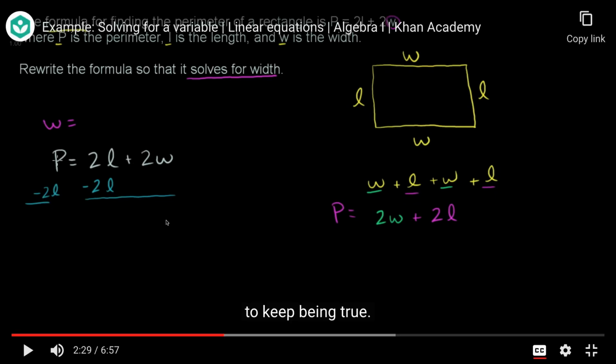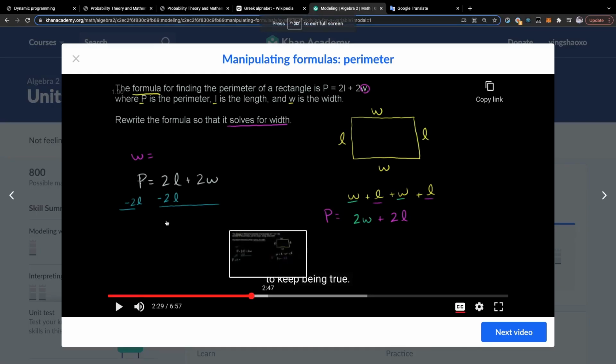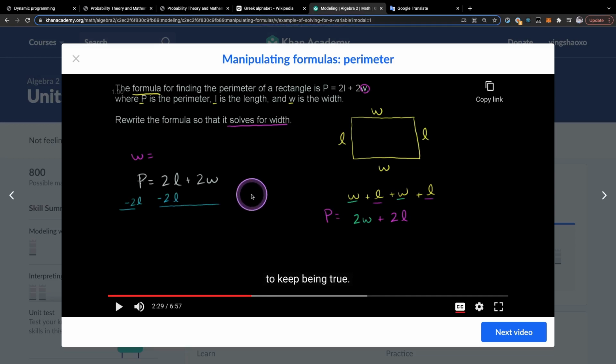Alright, I already know the answer of this stuff. It seems like it somehow goes back to the early math level. It shouldn't be very hard. Rewrite the formula so that it solves for W. Oh, you just had to, let's say, put the W on one side of that equation.